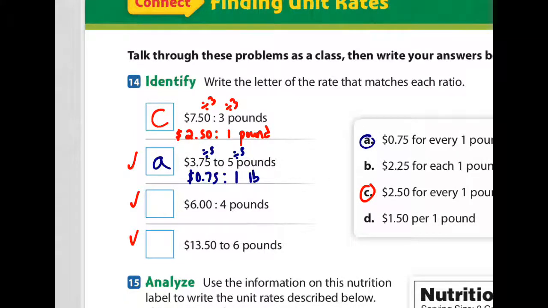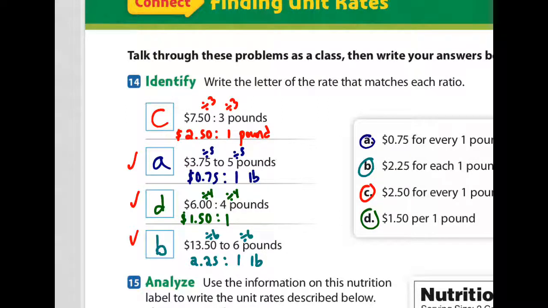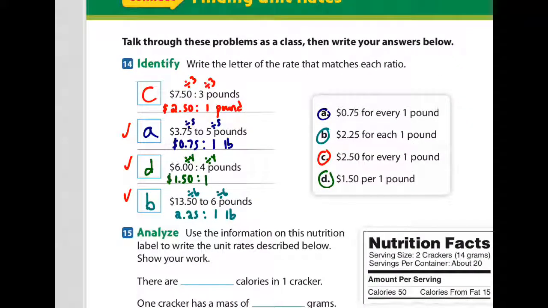All right, if you had it, good. If not, pause it and fix it. Next one, you have to divide by 4. And if you do $6 divided by 4, it comes out to 1.5, right? But I'm hoping you knew to make that $1.50. And 4 pounds divided by 4 is 1. So $1.50 for 1, which is D. All right. And the last one, $13.50 for 6 pounds, divide by 6. And you get $2.25 for 1 pound, which is B. Now, if you have the rest of those right, you kick butt. Nice job. Let's go down to number 15.